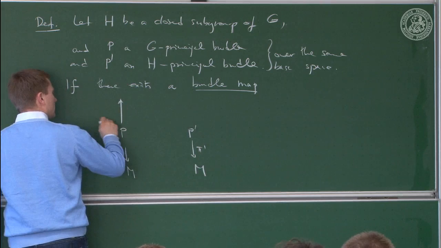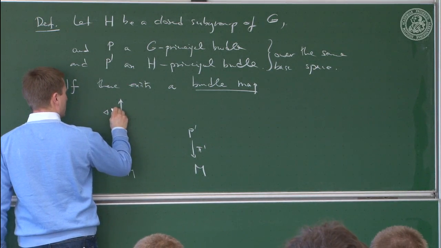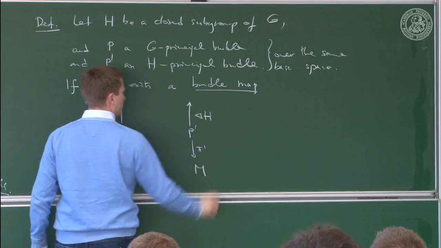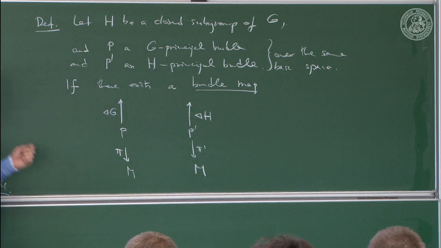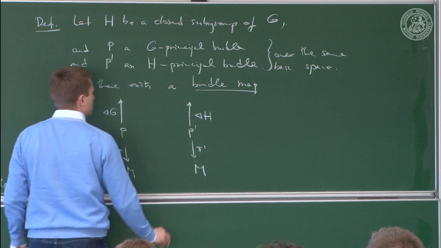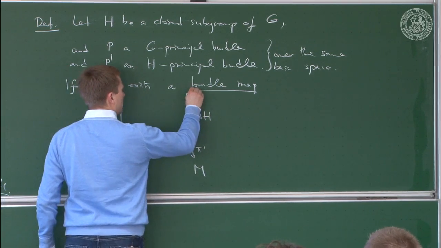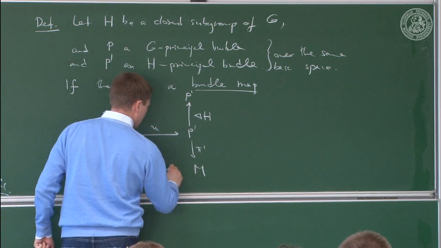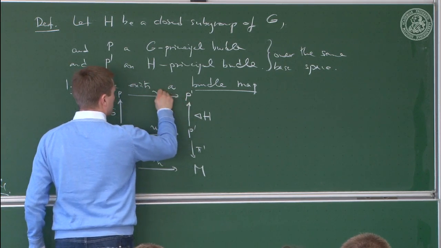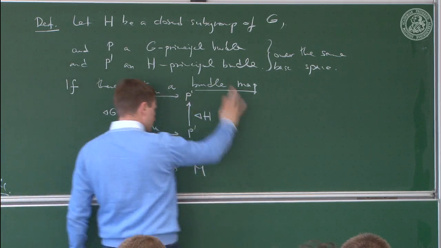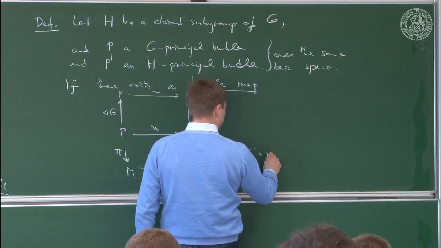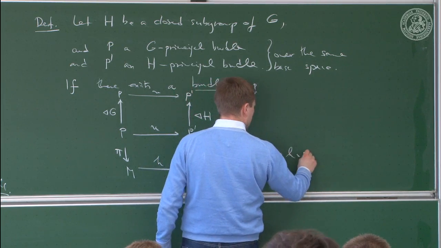Now here we have a right action of the G. Here we have the right action of an H, which is not related to the G by some group morphism. We just know it is a closed subgroup of G, P prime. If there exists a bundle map U H, and bundle map, as opposed to principal bundle map, only means pi prime after U is H after pi.